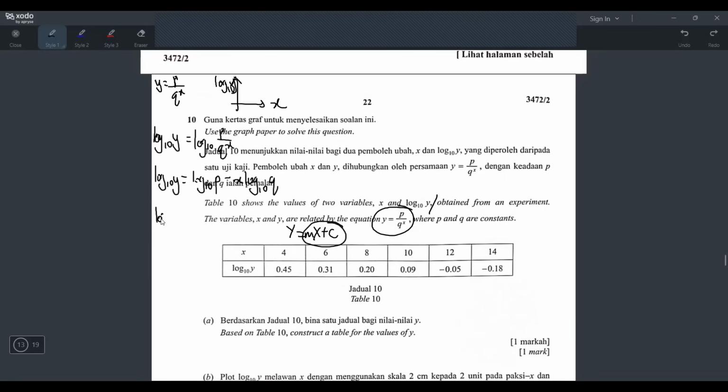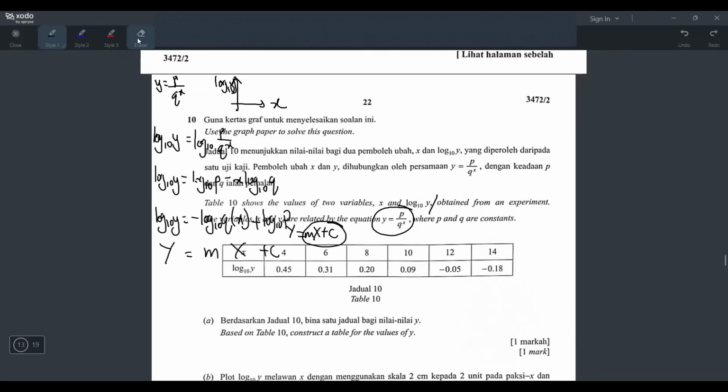And then now you can arrange it a bit. You want it to be mx plus c, right? So it's better if you write this one first. Negative x log q, you can write it as the same as negative log q times x. And then only write plus log p. All right, so this is your linear form. y equals mx plus c.